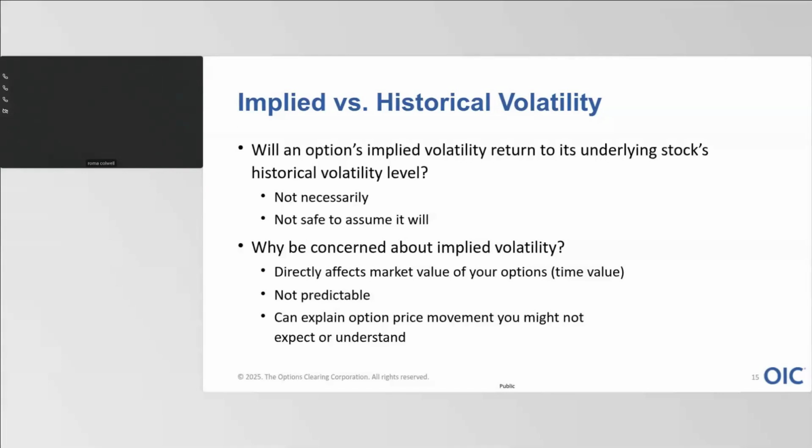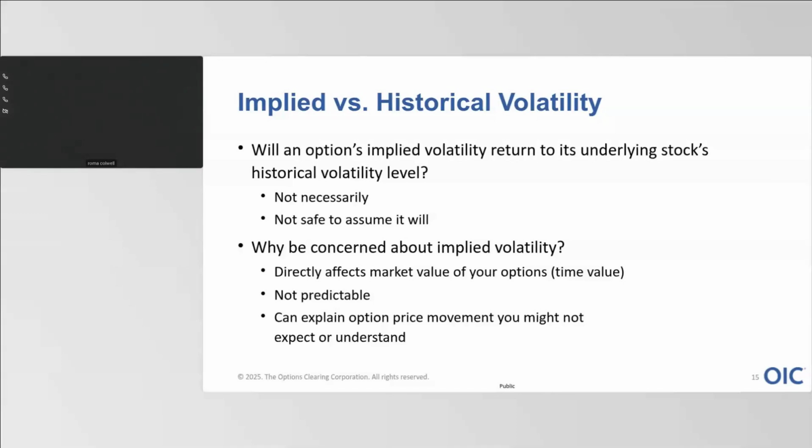Now, why be concerned about implied volatility? Well, the biggest indicator is how expensive those options get. We've all been in situations where we've purchased an option and the stock does everything we want it to do, and we don't make as much money as we thought we would have. The reason is likely because implied volatility was high and the options were very expensive.